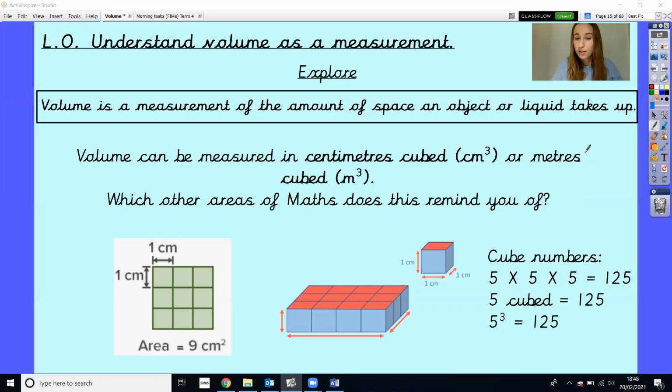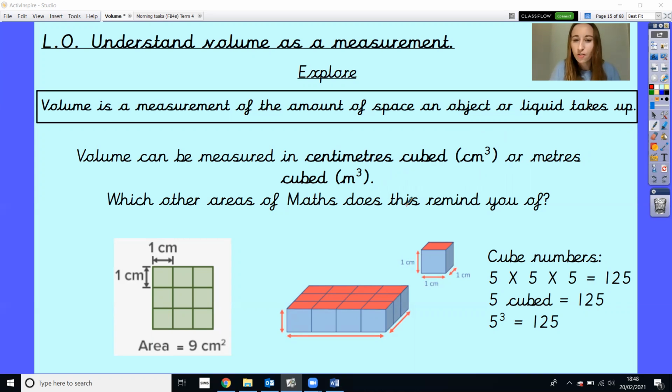But if we know the measurement of those cubes, we can use that to help us measure the volume more accurately. So volume can be measured in centimetres cubed or in metres cubed. Have a look at the way that I've shown that. Centimetres cubed with my cube sign, which is a little floating 3. Or metres cubed, or I suppose you could say kilometres cubed, or any other length measurement that's been cubed.